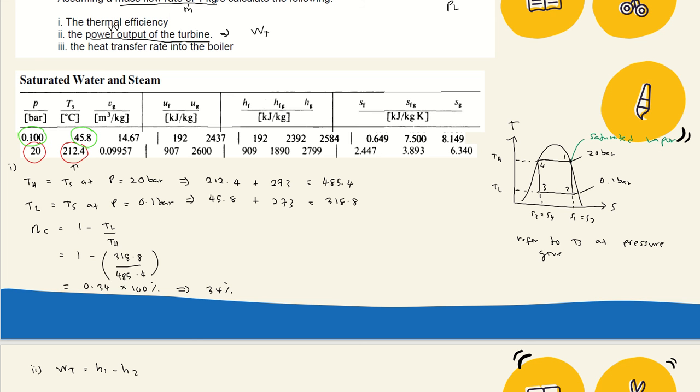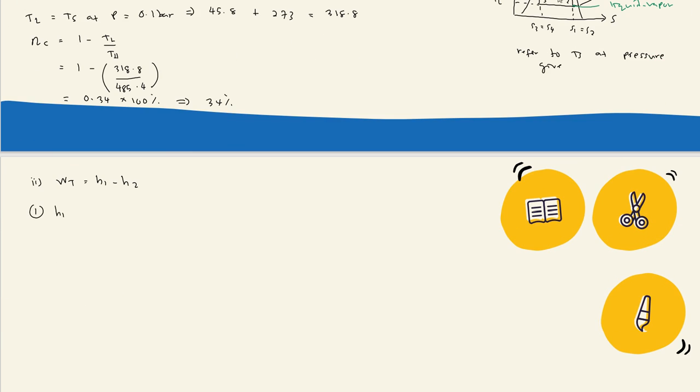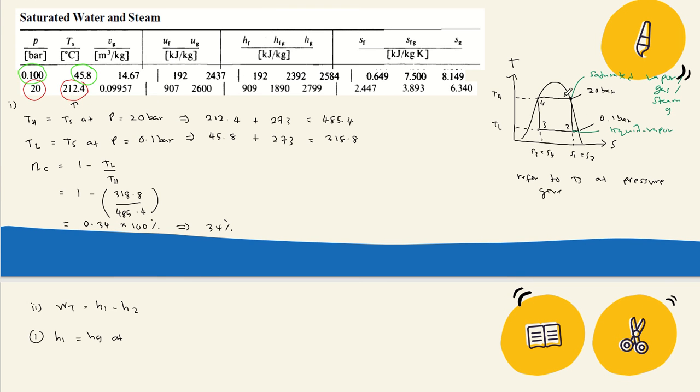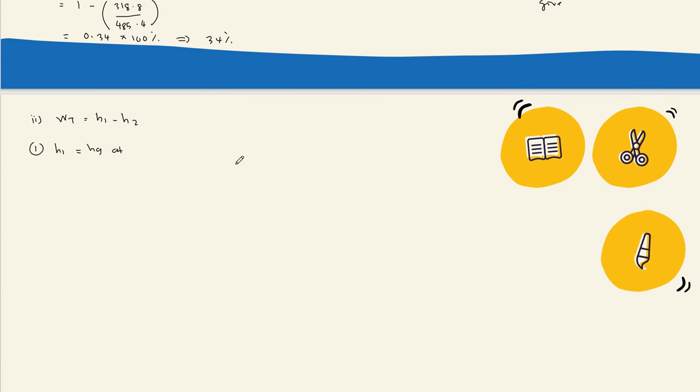But for the number 2 here, the point is liquid vapor. So saturated vapor means we need to read at steam table at g, vapor or gas or steam. So we find the H at g. Means for the H1 equal to Hg at P. Point 1 is at 20 bar. So H1 equal to Hg at 20 bar.